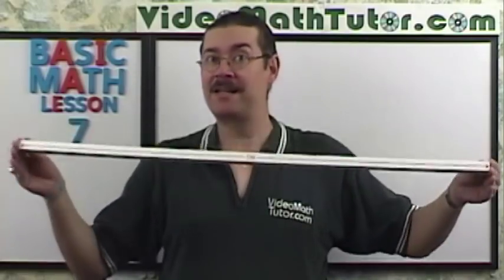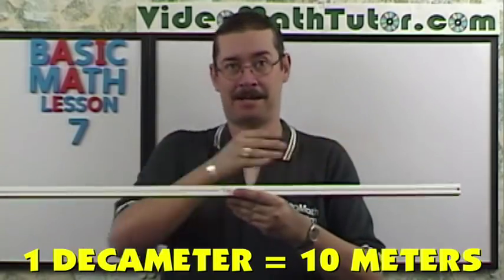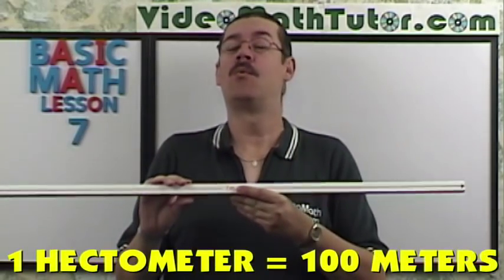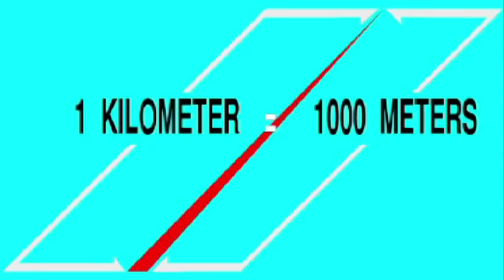Now, for units bigger than a meter, we can say that 1 decameter is 10 meters. 1 hectometer is equal to 100 meters. And 1 kilometer is equal to 1,000 meters.